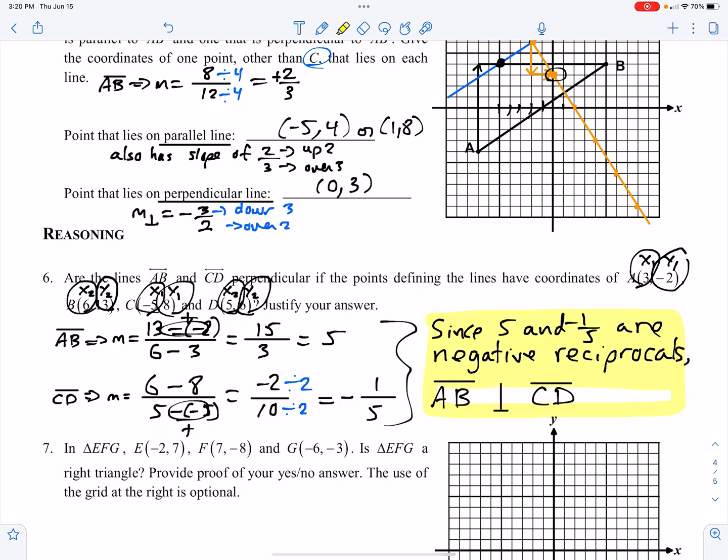So since the slopes of the lines are negative reciprocals of each other, they must be perpendicular.